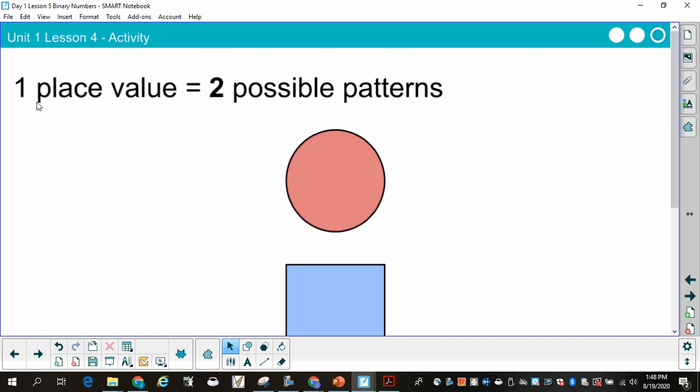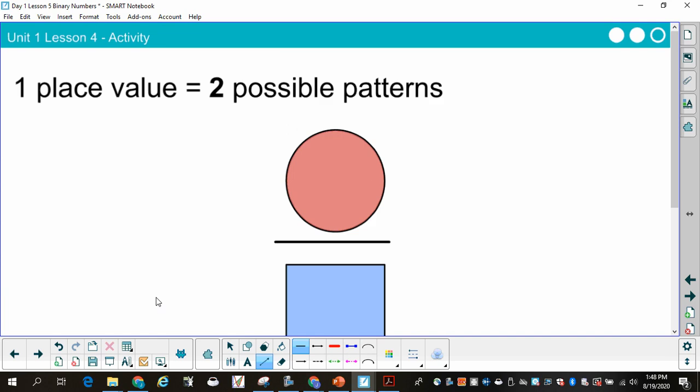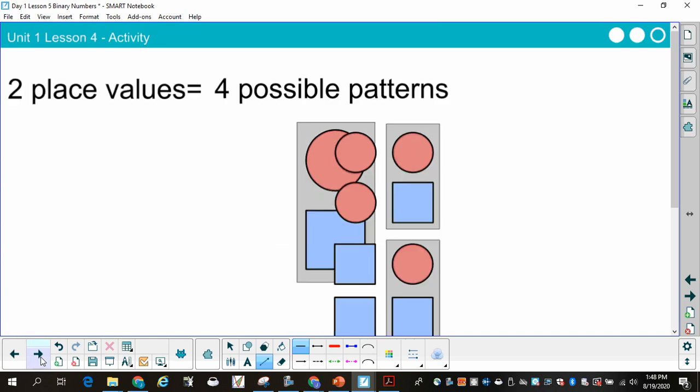Okay, first off, let's look at 1 place value, 2 possible patterns. That means that I can either have a circle or a square. 2 possible patterns, or 1 place value says I have 1 spot. So I can either have a circle or I can have a square. So I only have 2 possible answers.